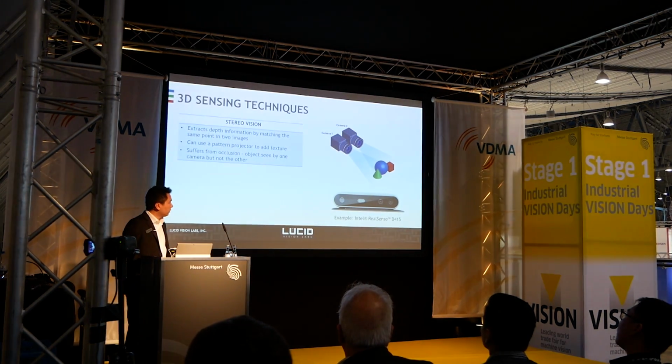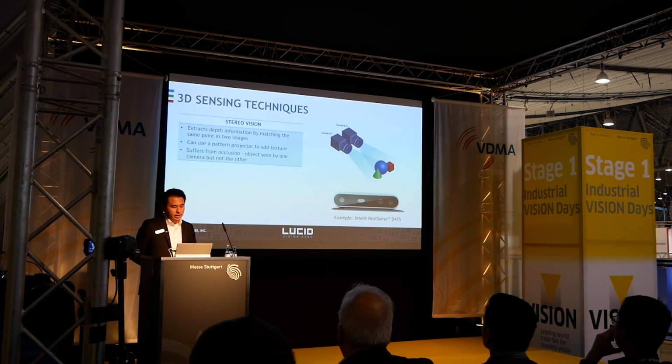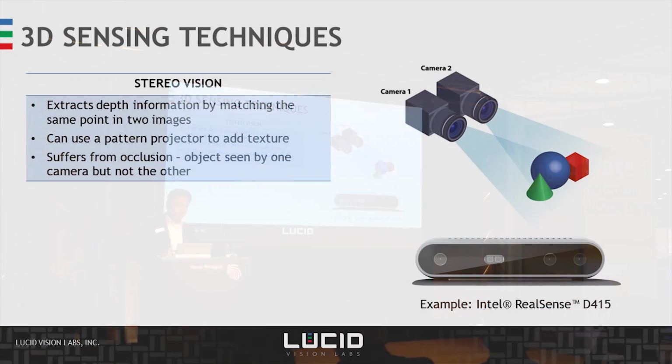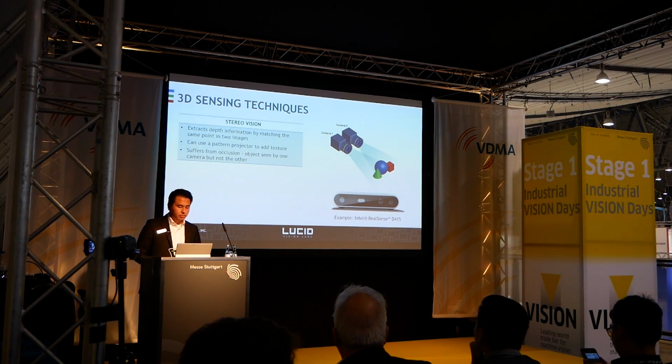So to just give a brief overview of how these technologies work, stereo vision works by using two cameras that are a fixed distance apart, and they capture the same scene. And they determine the depth information by matching features in both images to extract what's called disparity. And using that disparity information, they can calculate the distance of the object. But it suffers from one issue called occlusion, where if one of your objects is only seen by one camera, then you can't do the matching and you can't calculate the distance. An example of such a product is the Intel RealSense camera.